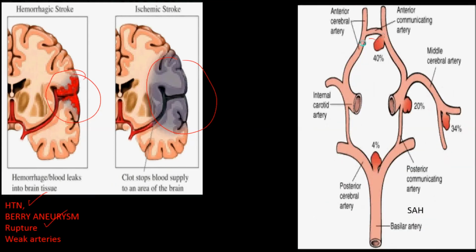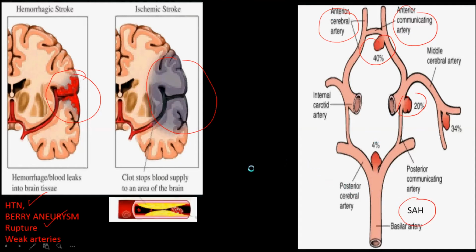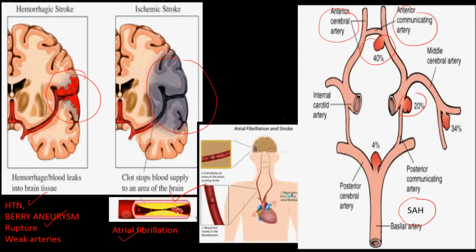Berry aneurysms are nothing but saccular or fusiform dilatations which are seen most commonly at the junction of the anterior communicating artery and the anterior cerebral artery. When they rupture, you will have something called a subarachnoid hemorrhage, and the patient will say that he is having the worst headache of his life. The risk factors for ischemic stroke are anything which causes atherosclerosis, such as a high fat diet, and atrial fibrillation is also a big risk factor because it predisposes the patient to develop clots, and these clots travel upwards to the brain and become a cause of ischemic stroke.